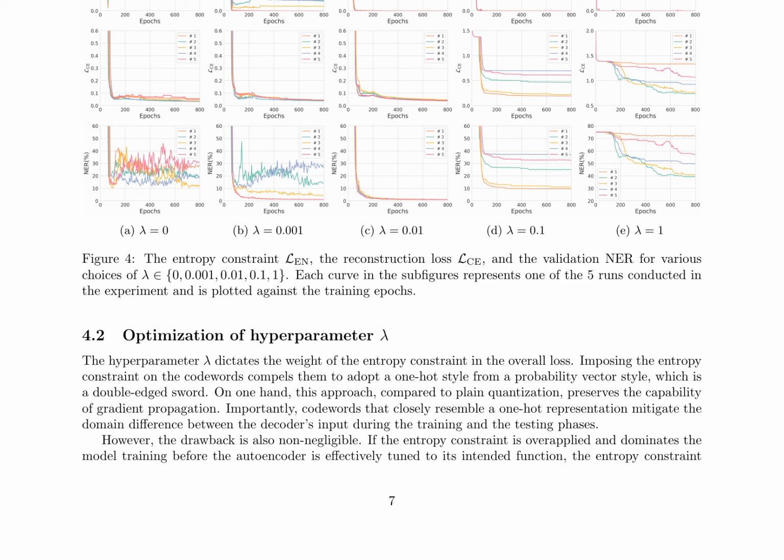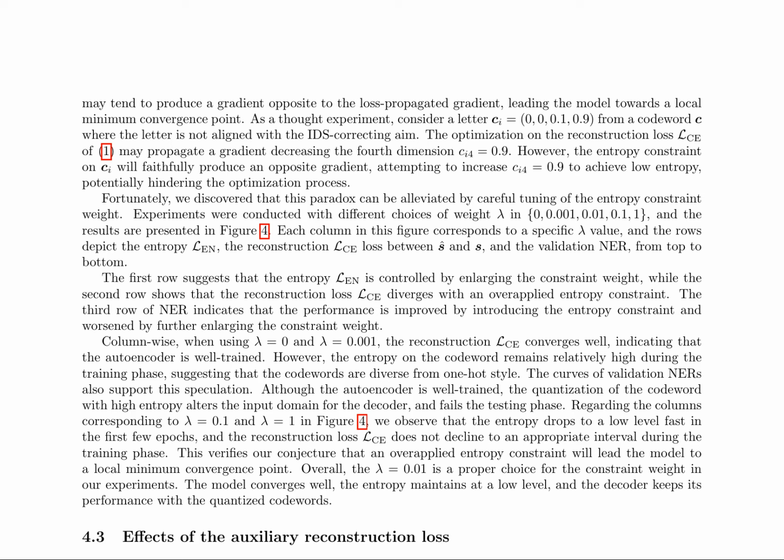The paper also presents an analysis of the hyperparameter lambda, which controls the weight of the entropy constraint in the overall loss. The authors find that careful tuning of this parameter is crucial to achieving optimal performance. Over-applied entropy constraints can lead to a local minimum convergence point, while under-applied constraints may result in codewords that are diverse from the one-hot style, altering the input domain for the decoder and failing the testing phase.